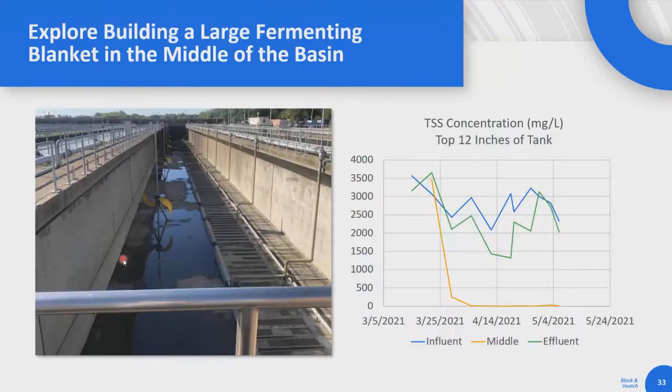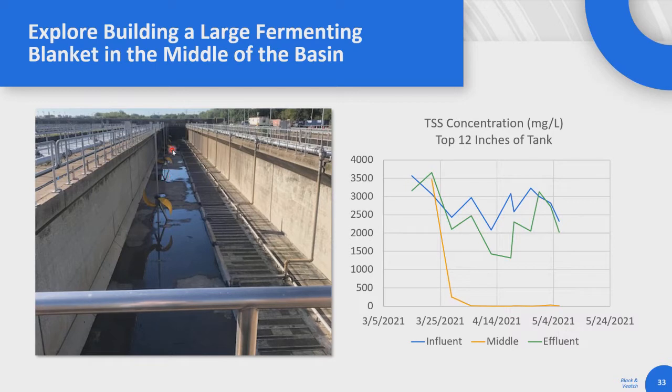This facility is also another example of using mixers and trying to optimize them. So we had 5 mixers in a plug flow tank, and in the middle of the tank, they ran those mixers on a pretty minimal cycle. This just looks at the TSS concentration in the top 12 inches of the tank. At the influent and the effluent, those are the green and blue lines, you have similar TSS concentrations, pretty high. So you have those mixers on all the time to reincorporate what's coming in, and make sure what's going out is a pretty consistent concentration.